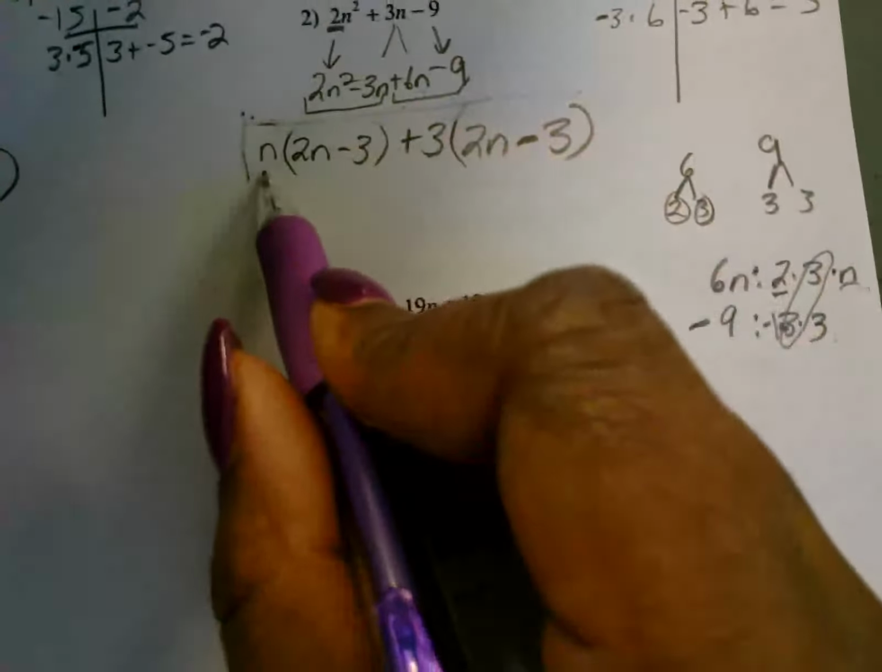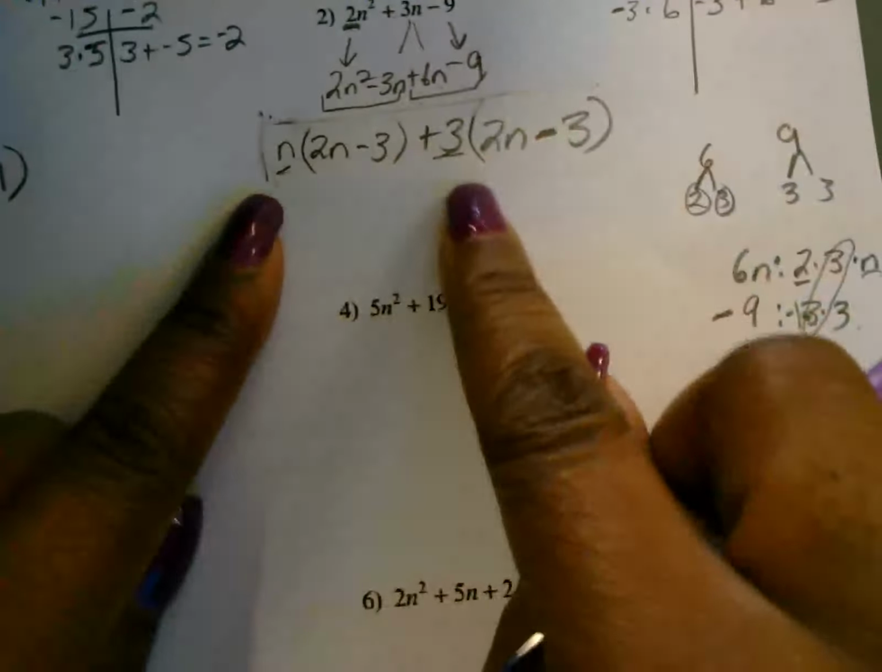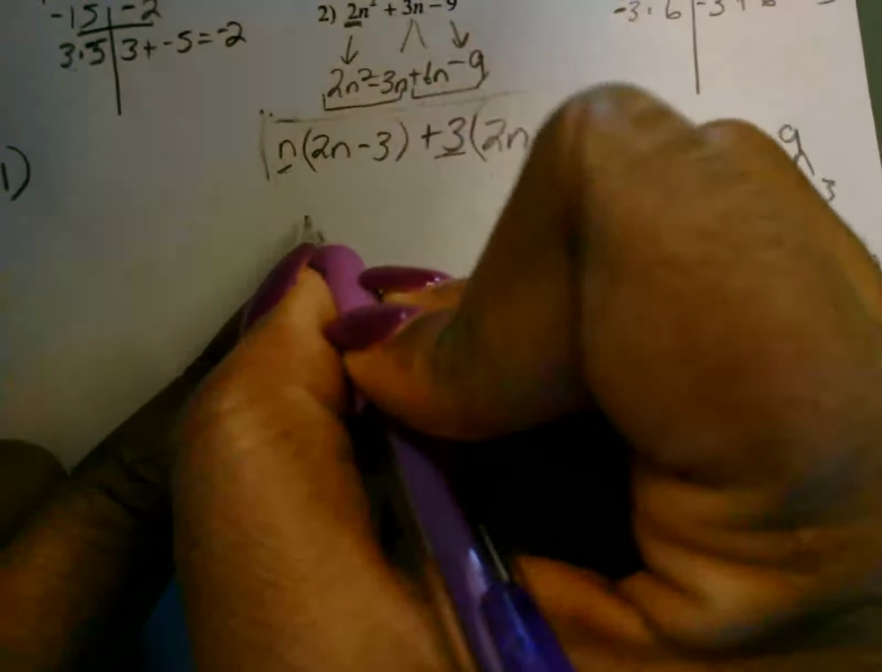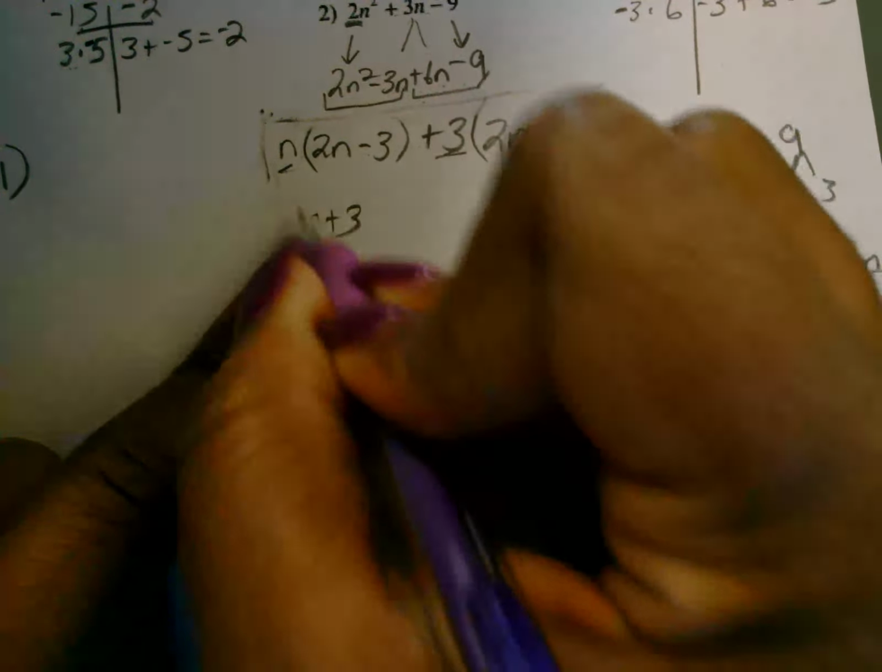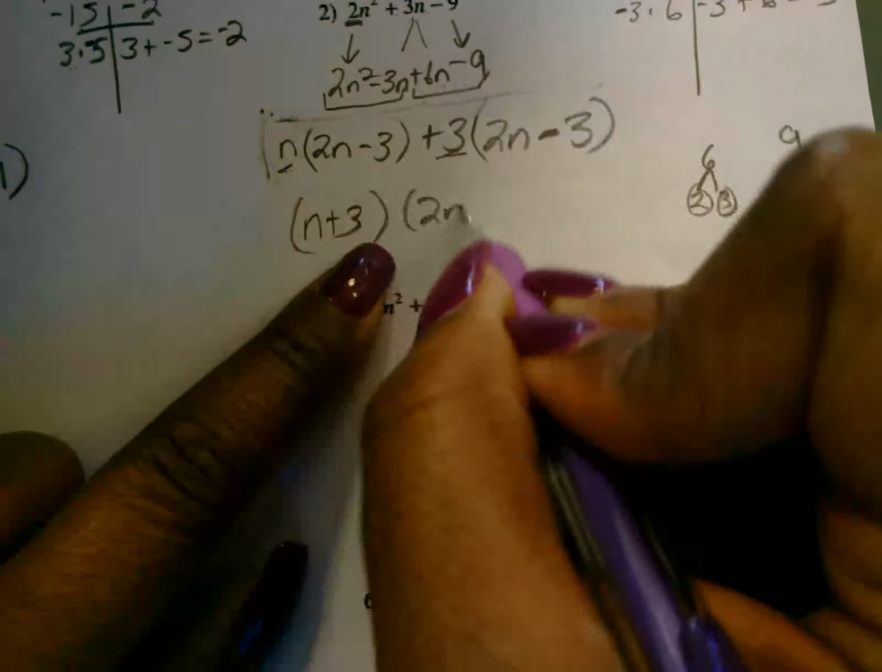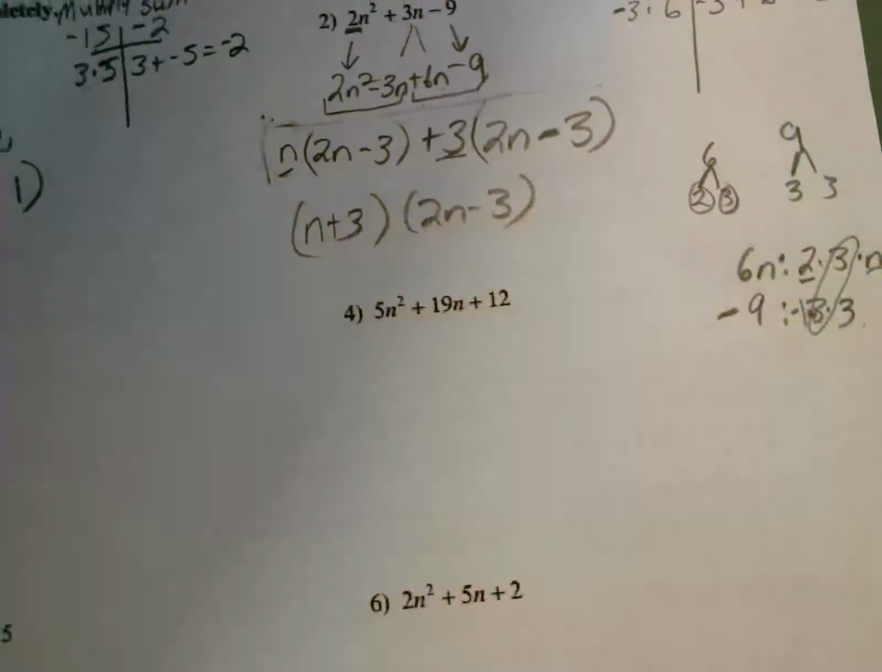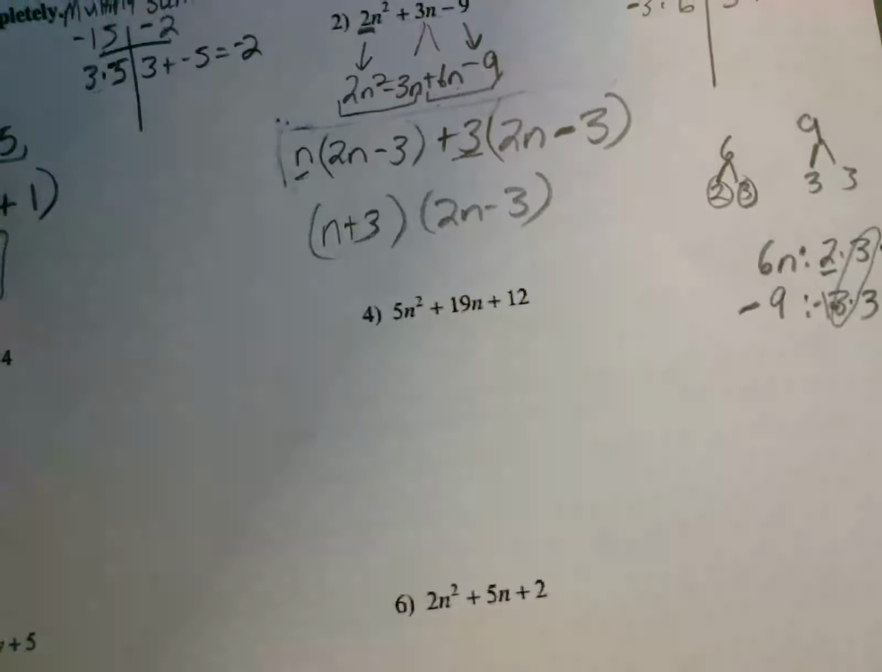What do they have in common? This term and this term are both being multiplied by the same group. So put these two numbers in parentheses together, n plus 3, and beside it put 2n minus 3. Now, you can write this first and this second. It doesn't matter which one of these parentheses comes first. All right, let's do one more.